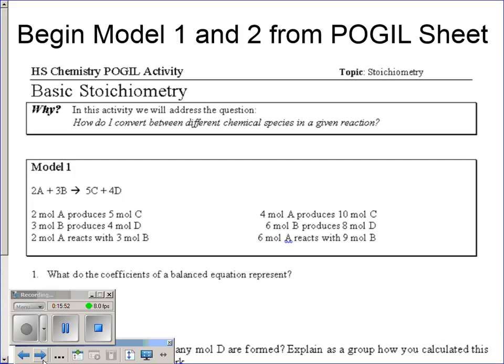One through five. Talk in your groups about it as well.